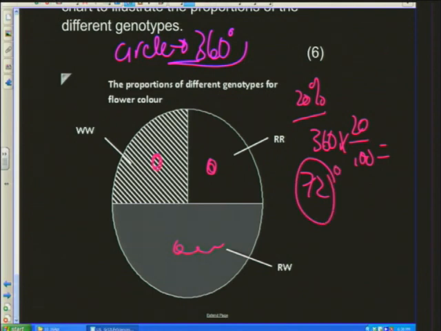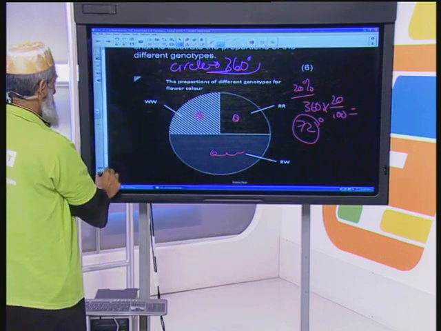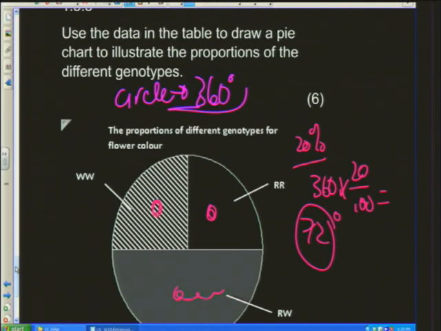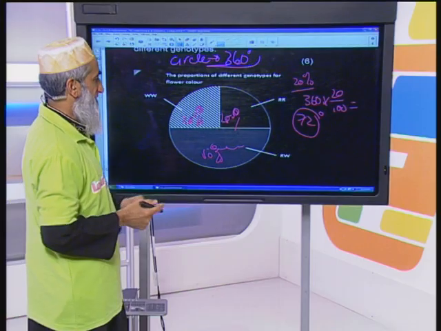You must have a protractor, you must have a compass, and you must have a sharp pencil to do this exercise. And that is how you will show this proportion in this particular, and you must have a title, obviously, guys. The proportions of different genotypes for flower color. And you have to either shade them like this, or you label them. WW, RR, and RW. Sometimes they ask you also to put the percentages inside. So you will put the percentages of this. This is 50%, obviously, and this will be 25%, and this will be 25% of that whole ratio. 1 is to 2 is to 1, so 50%, and the other two are divided into two segments of 25%.